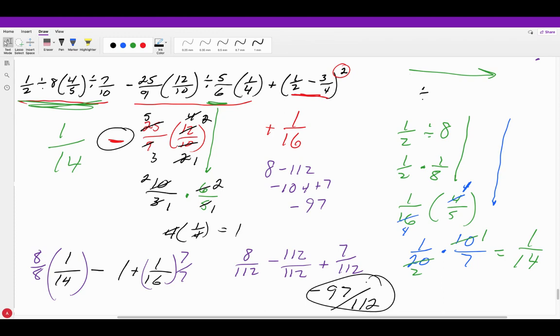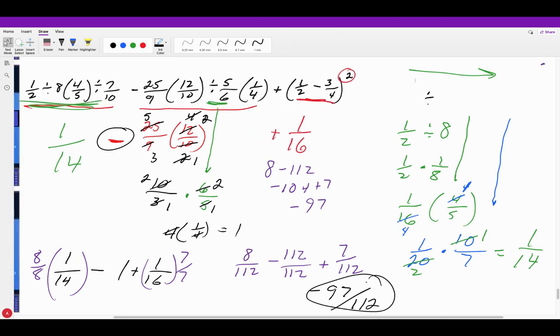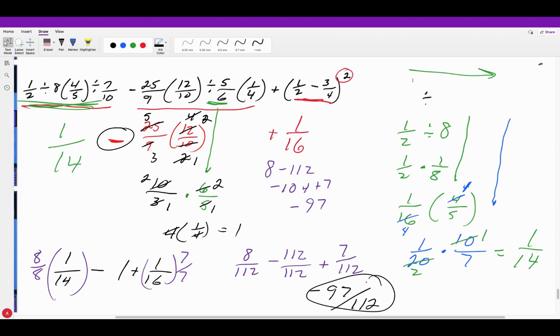Sorry that this work got a little bit weird at the end. The screen was freezing and it wasn't updating what I was writing, so I couldn't erase anything. So it got a little messy there.